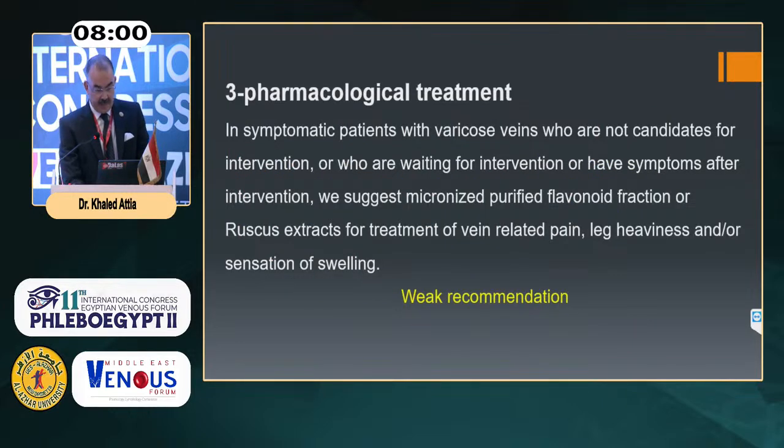Pharmacological treatment: in symptomatic patients with varicose veins who are not candidates for intervention, or who are waiting for intervention, or have symptoms after intervention, we suggest micronized purified flavonoid fraction or rutosides extracts for treatment of vein-related pain, leg heaviness, and sensation of swelling. This is a weak recommendation.